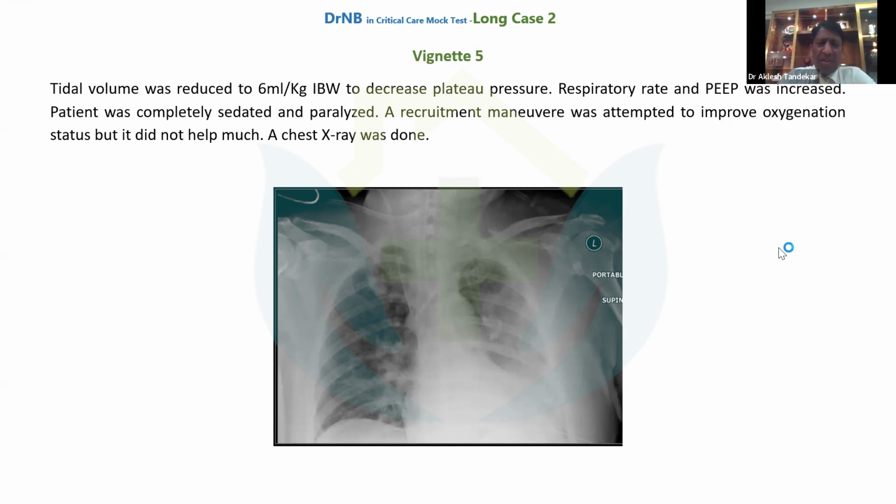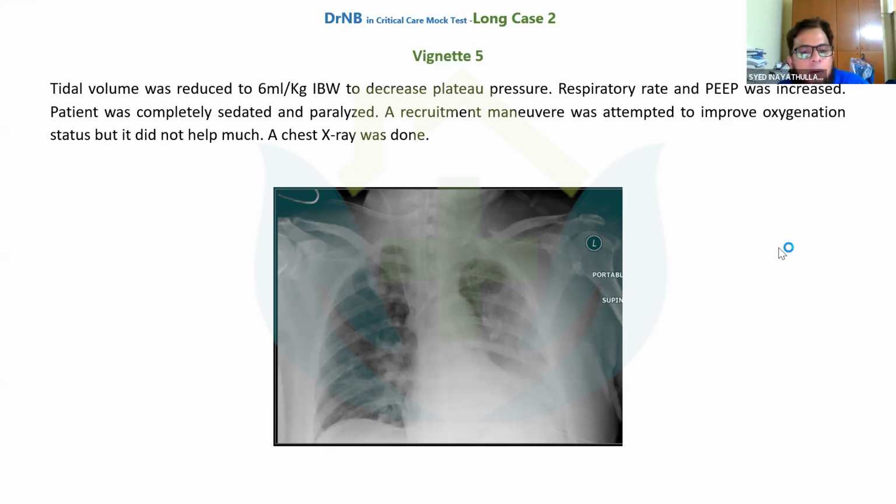Any other abnormality that you see in this X-ray? Do you think that this X-ray is appropriate or any abnormalities that you see here? Regarding the endotracheal tube, I think it's too deep in.